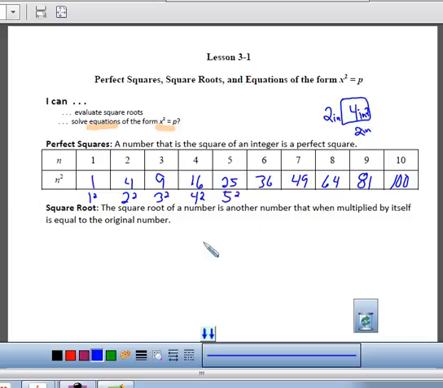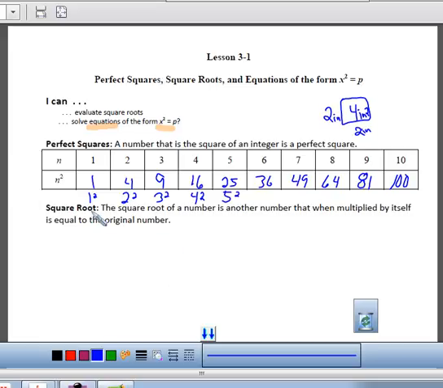Now, in math, we'll be using some flashcards to see how well you know and understand perfect squares and practice them, because this unit will be a lot easier if you know your perfect squares.